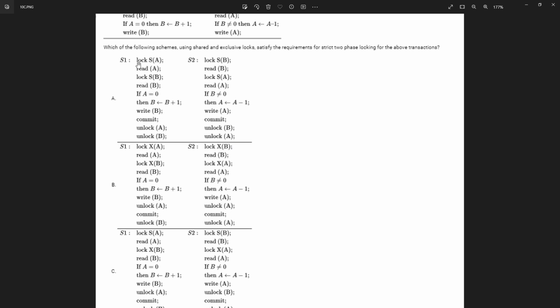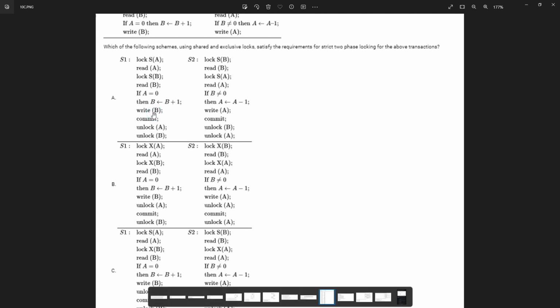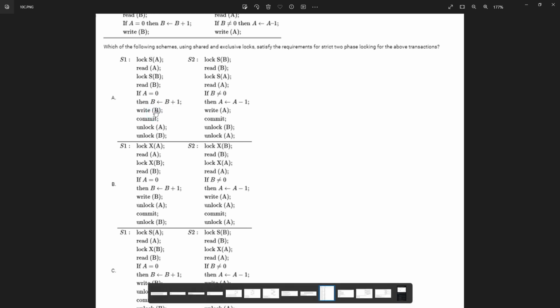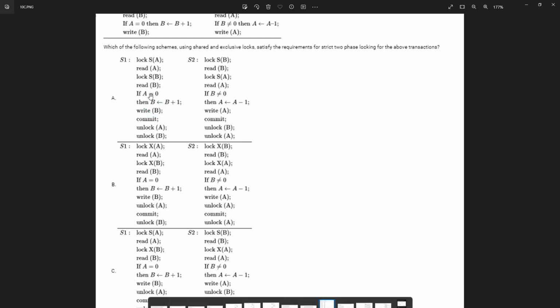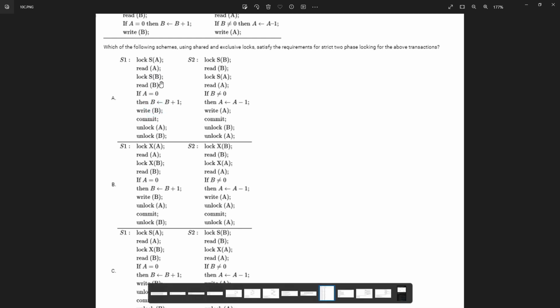Or else first try to go with S1. If you go with S1, lock of S of A, lock of S of B, write of B. I think this option is directly eliminated. Why can you eliminate it? If it wants to be 2PL, if I am trying to perform some write operation, what does it have to have, shared lock or exclusive lock? Exclusive lock, right? So option A is directly eliminated, because write of B requires an exclusive lock, but here only a shared lock is there. So option A is eliminated.